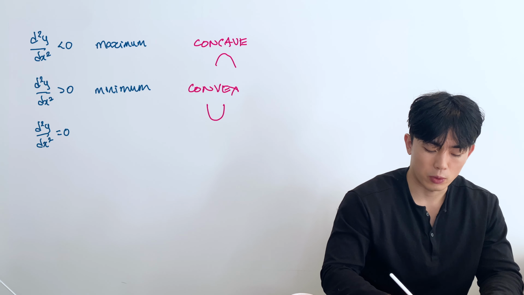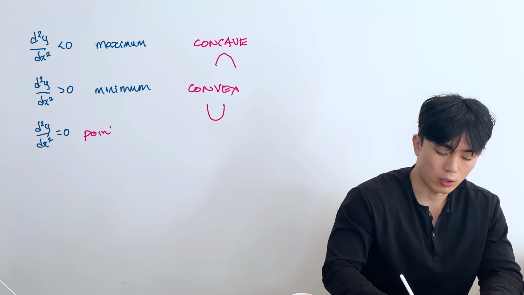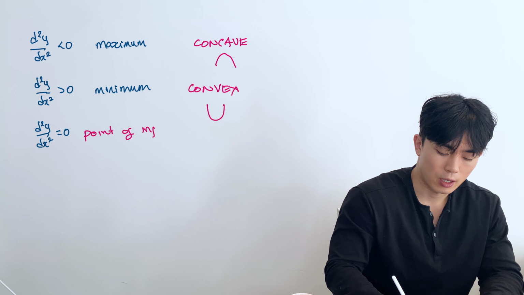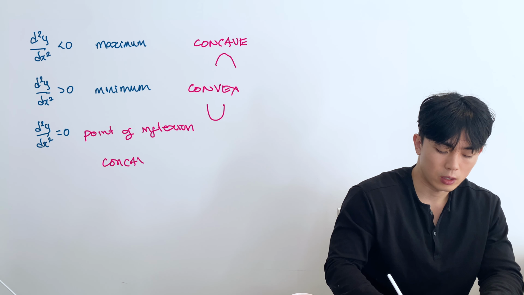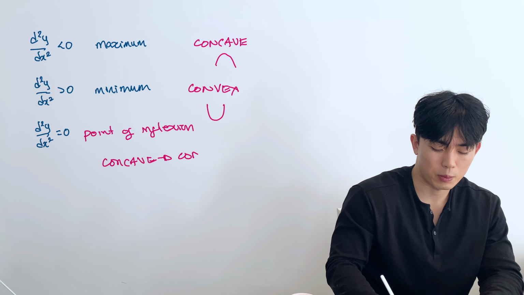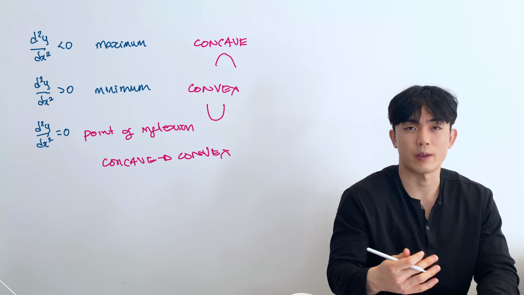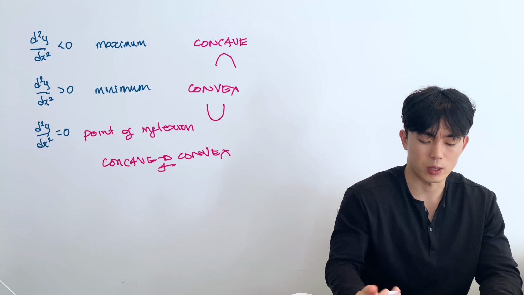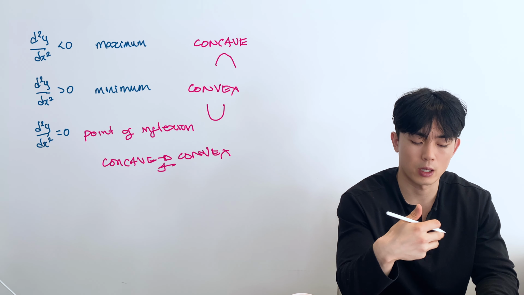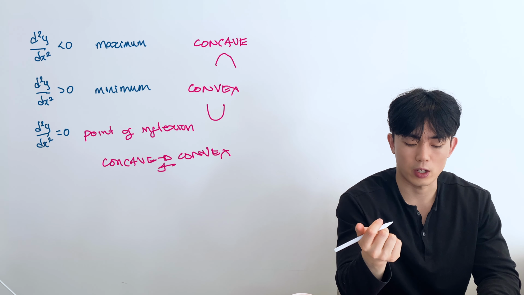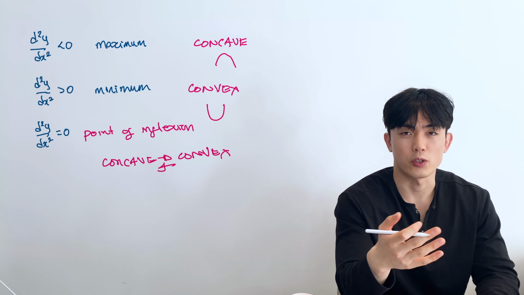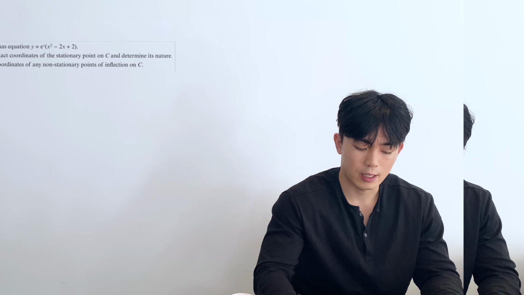When it's equal to 0, it's called a point of inflection, and this is when it changes from a concave to a convex shape. Okay, it inflects from a concave to a convex shape, or vice versa, a convex to a concave shape. So when the second derivative is equal to 0, then we know it's going to be a point of inflection. And so with this, as I said, we can draw more difficult graphs. Let's take a look at this question here.